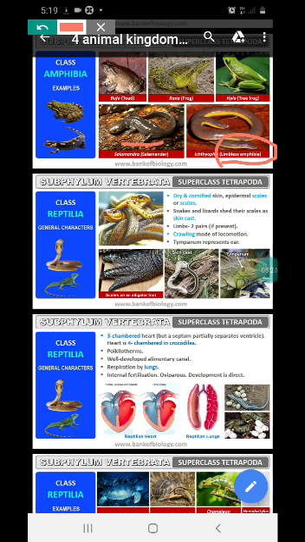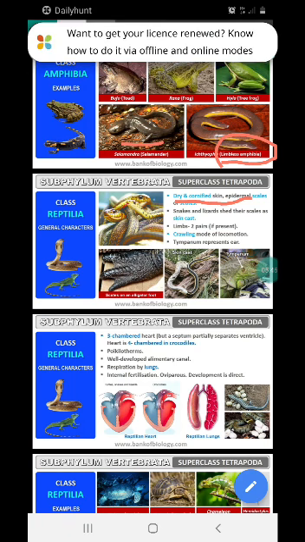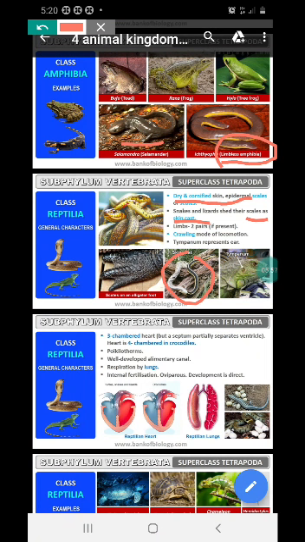So they have dry and cornified skin. They have scales. Snakes have scales. Crocodiles have big scutes, or scales or plates on their body. And the snakes and lizards shed their scales or skin. You might have seen these castings of snakes. They shed, that is molting. This process is called molting. They shed their skin once or twice in their life.